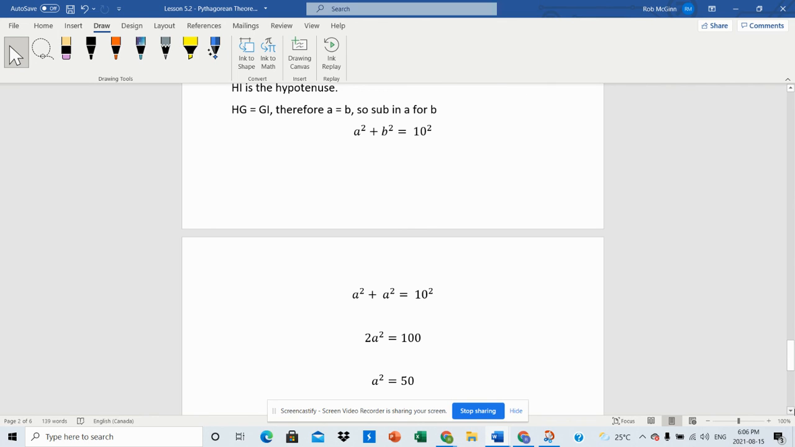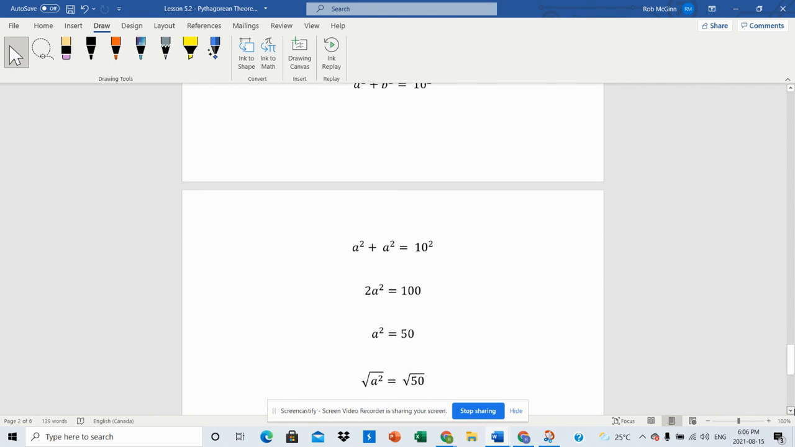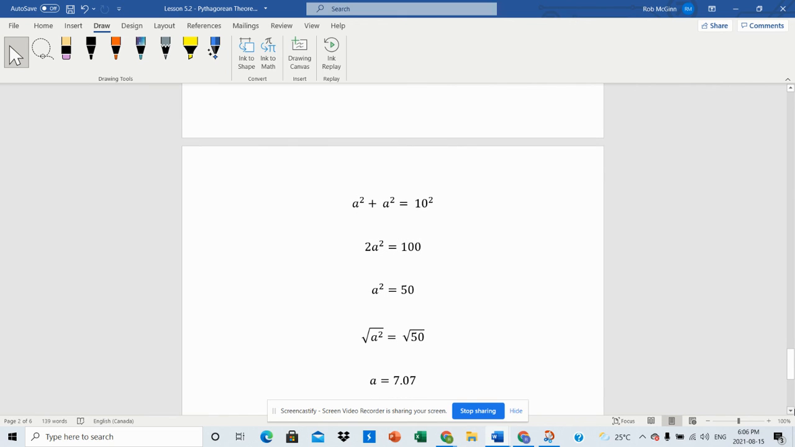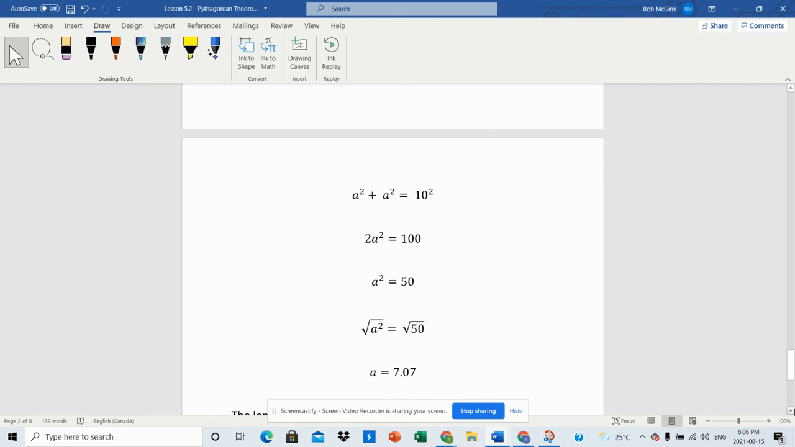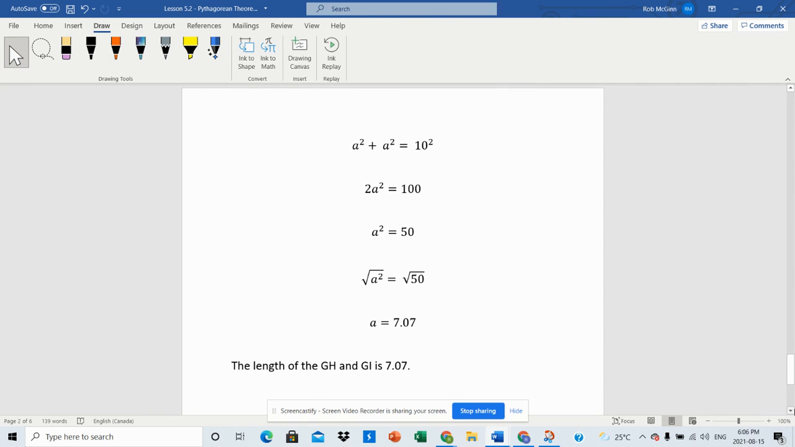Now, it's just the same as we've done before. We'll take the square root of both sides. The square root of A squared is simply going to become A, and that's going to be equal to the square root of 50. And in this case, we're left with A equals 7.07. So the length of GH and GI is 7.07.